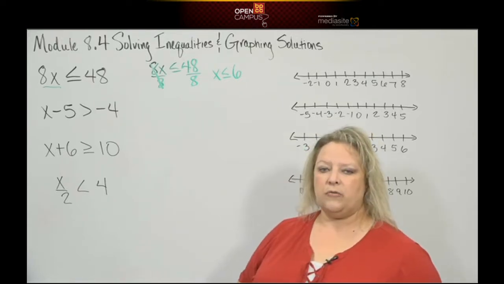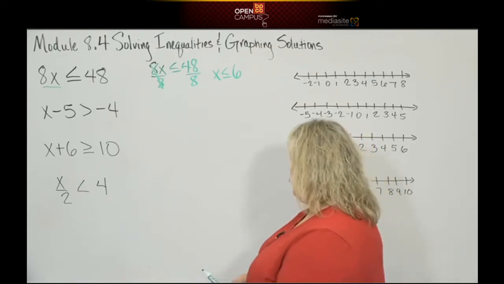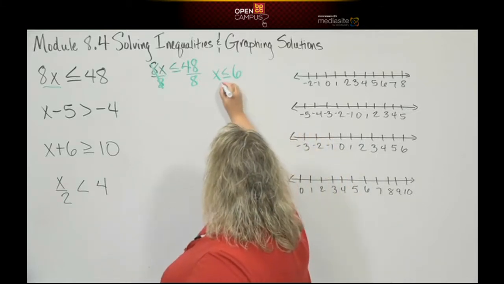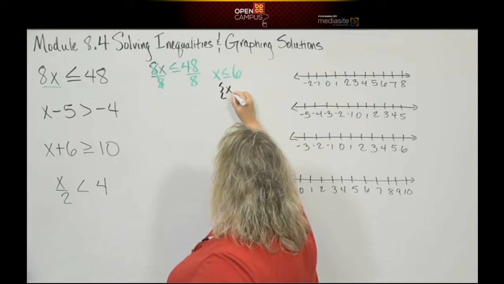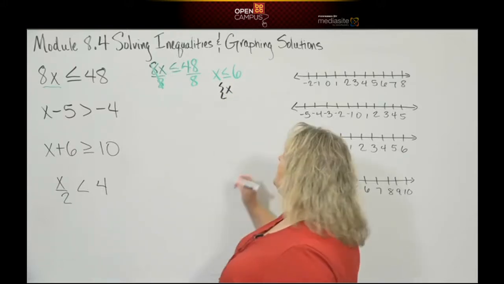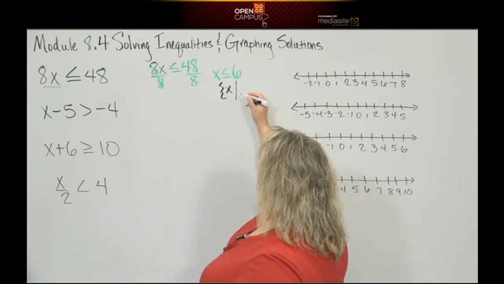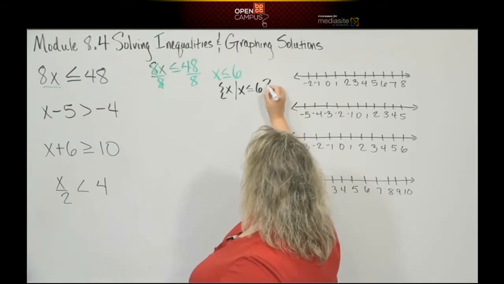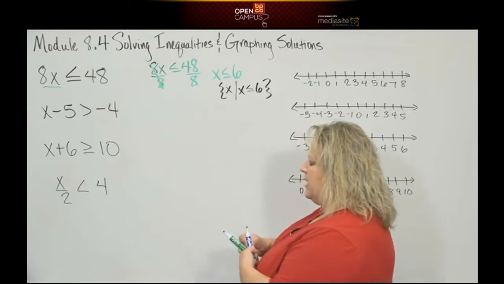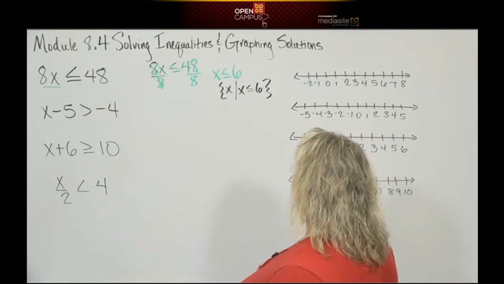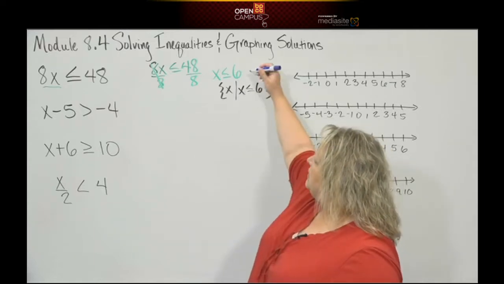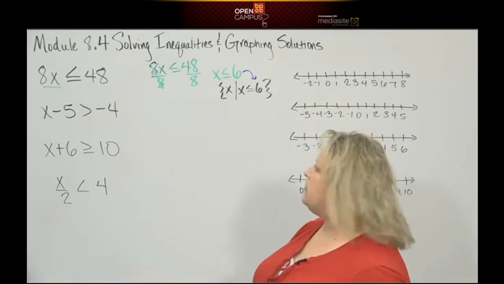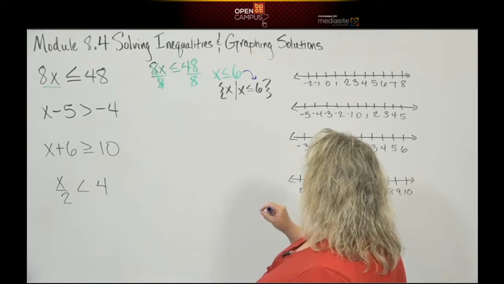Now, if I asked you to write that in set builder notation, here's what you would do. You would say the set of all x, that's what that x stands for, such that, there's your vertical line, x is less than or equal to 6. So that's how you would write your answer in set builder notation. See, it's the same thing, you're just adding a couple of little frills around the sides, okay? All right, now let's graph it.